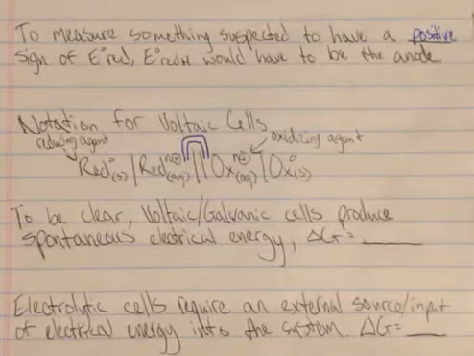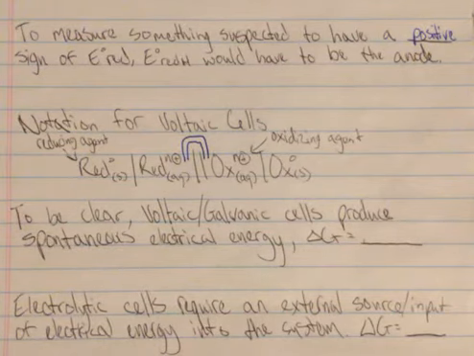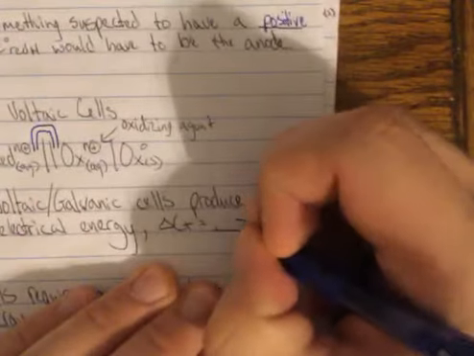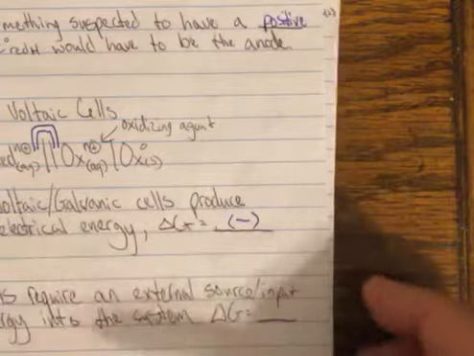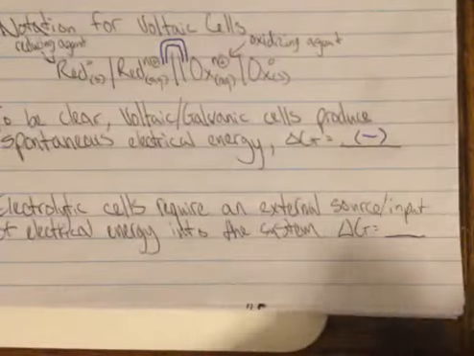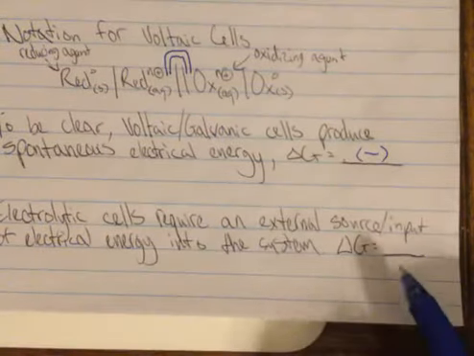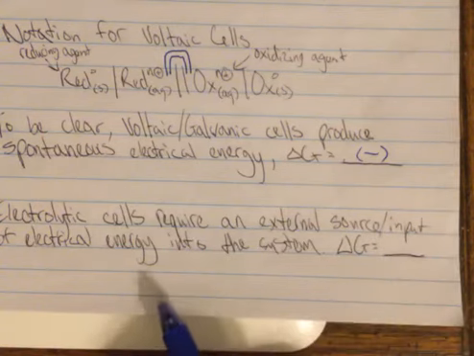So to be clear, voltaic or galvanic cells produce spontaneous electrical energy, so that means delta G is going to be negative. Now electrolytic cells, on the other hand, require an external source or input of electrical energy into the system.